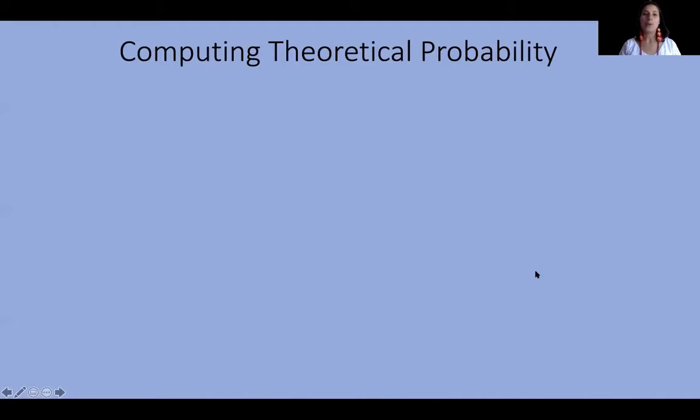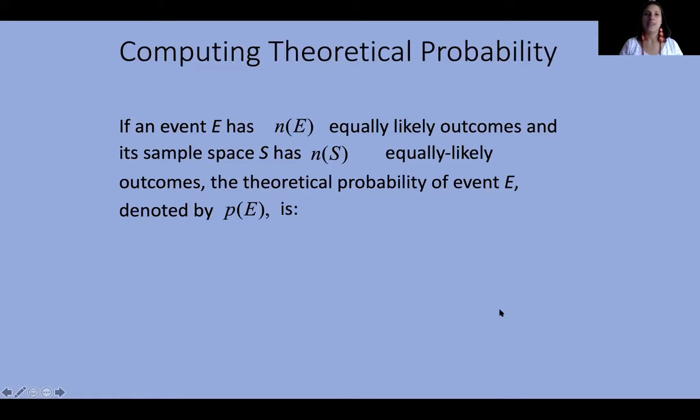Let's look at how we compute theoretical probability. If an event has n of E equally likely outcomes, and its sample space S has n of S equally likely outcomes, the theoretical probability of event E, denoted by P of E, is: P of E equals the number of outcomes in event E, which is n of E, divided by the total number of possible outcomes, which is n of S.